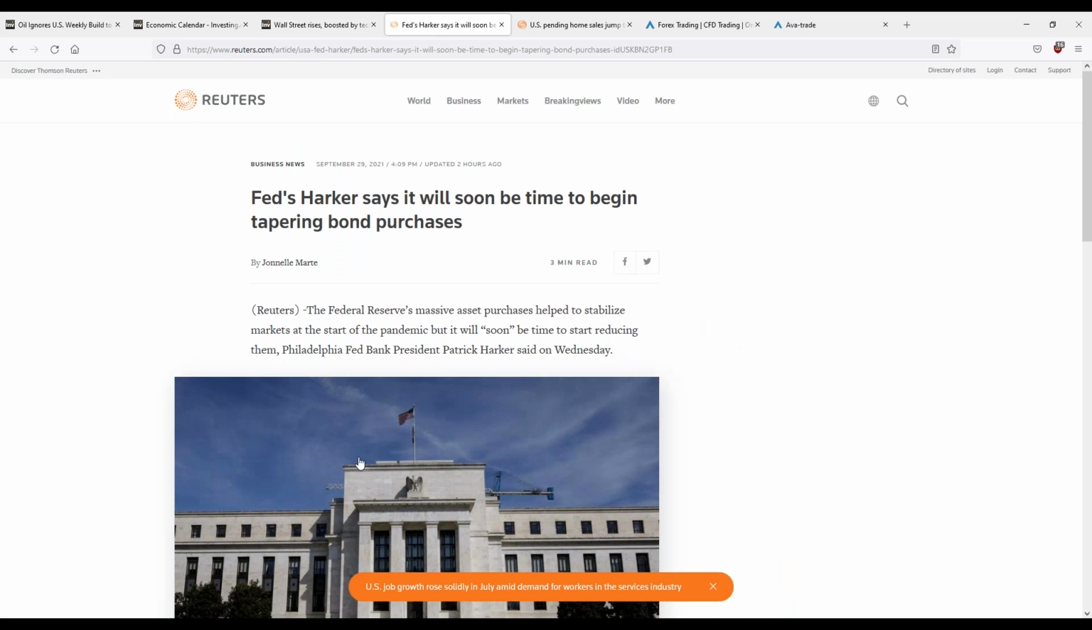Now, why is the US dollar strengthening then? There's not a lot of fear on the market. Why is the US dollar getting so much stronger? And you read this headline and you understand. Another person from the Feds in the US has said now, supporting others' opinions and ideas, that it will soon be time to begin tapering bond purchases.